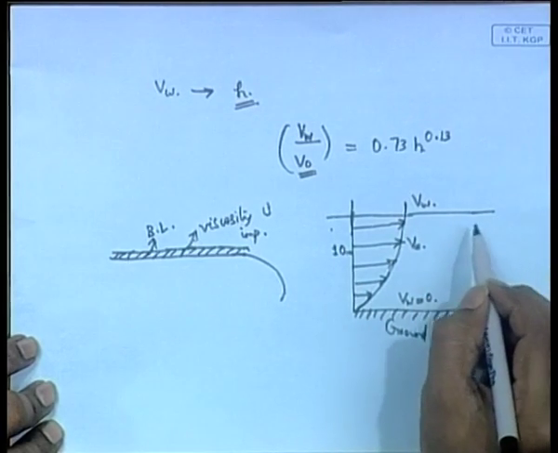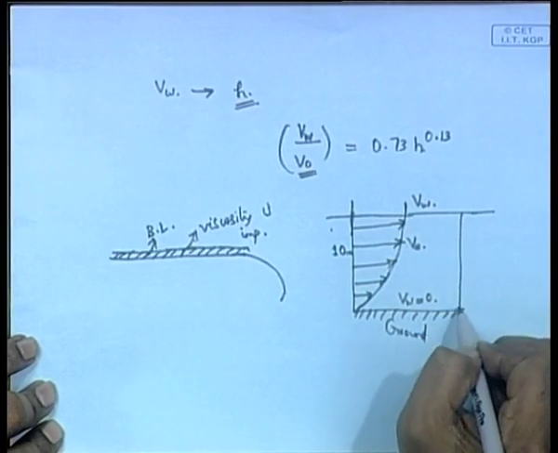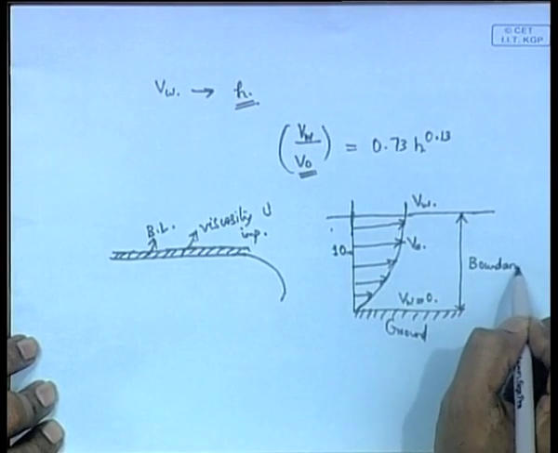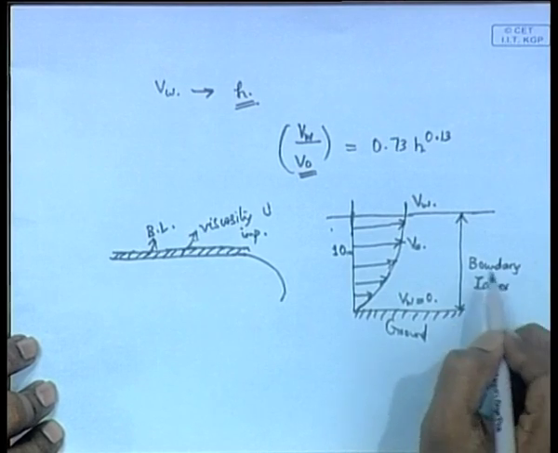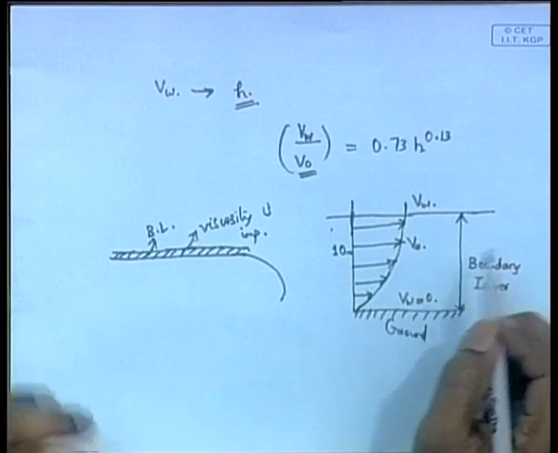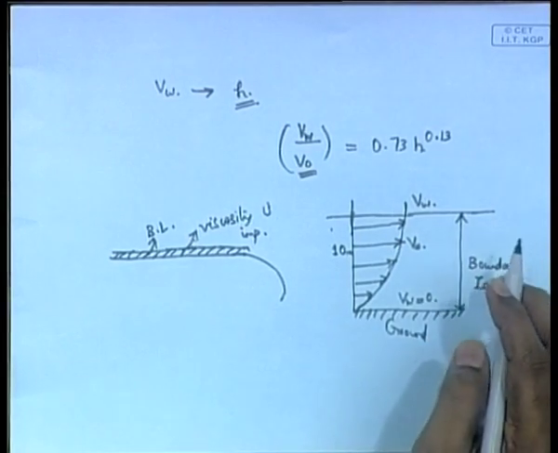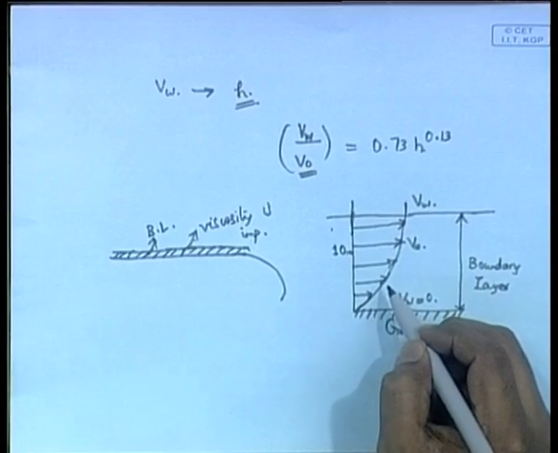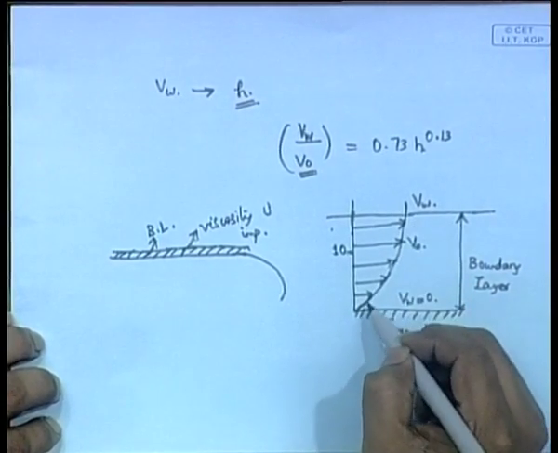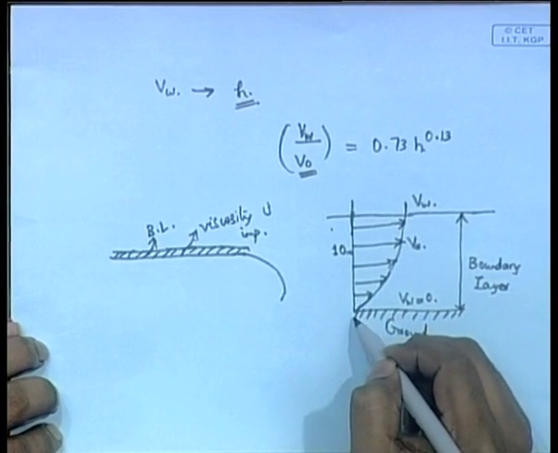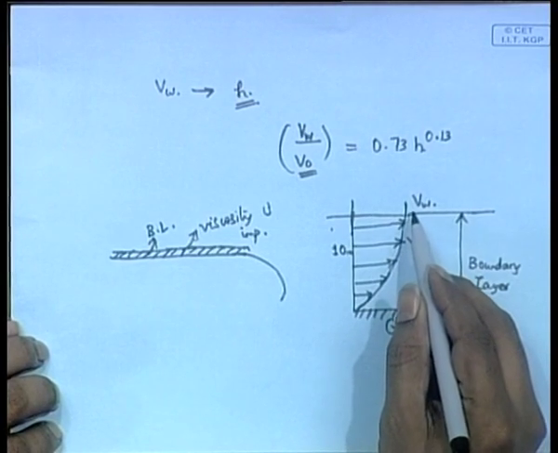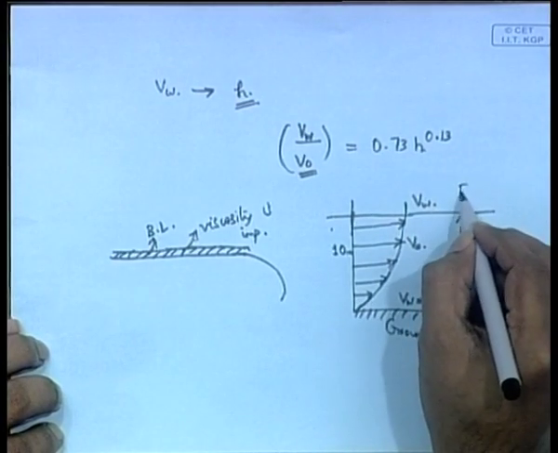If you say that this is the whole region of the boundary layer, in this whole region the velocity changes very rapidly. It varies from an absolute minimum value at the ground, and it increases to a maximum value, and outside the boundary layer we call that region the free stream.